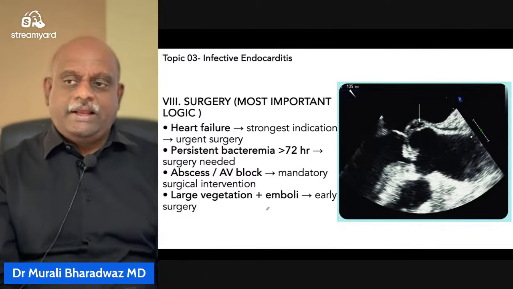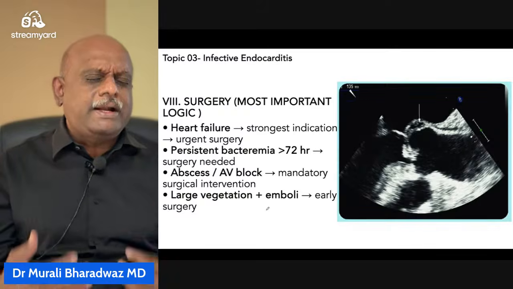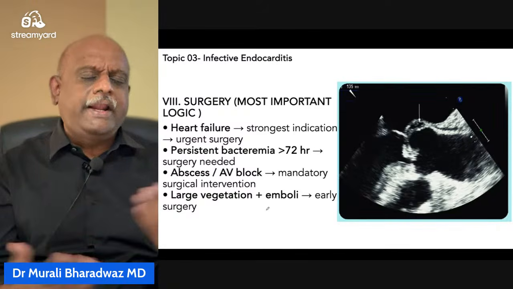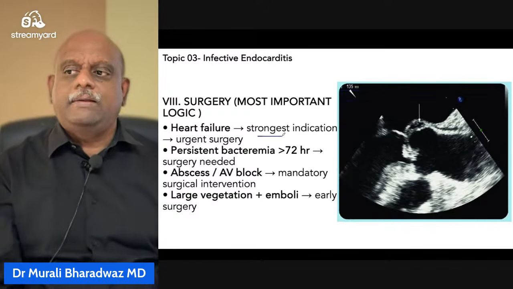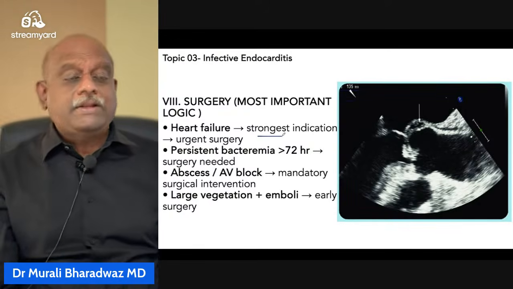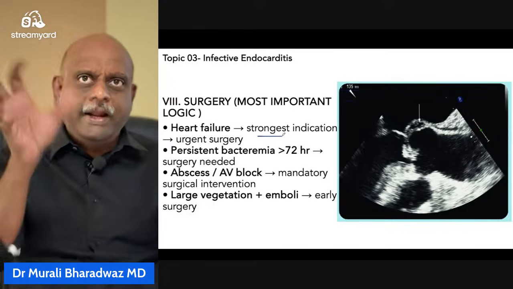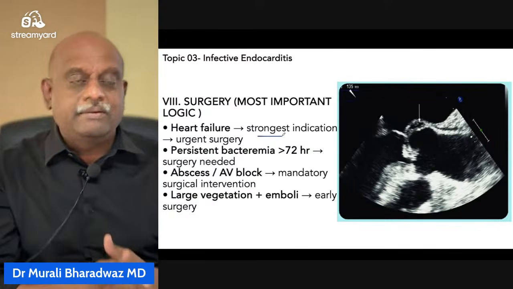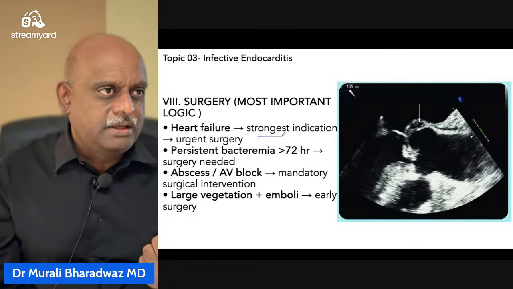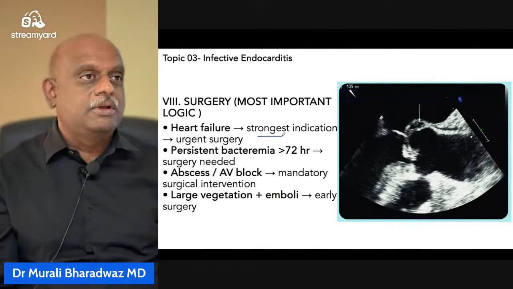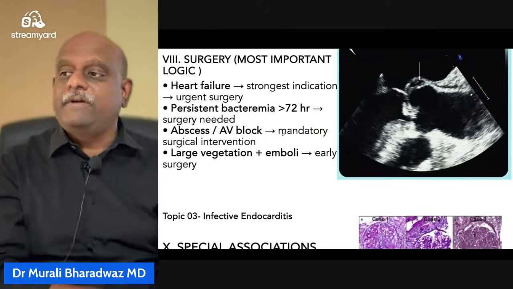When will you do surgery? Whenever infective endocarditis leads to regurgitant lesions of the valves and that is leading to heart failure, time to do the surgery. Any bacteremia persisting more than 72 hours, surgery. If there is any abscess leading to AV block, surgery. Any large fungal vegetation, embolization, you need to do surgery. Not just the medical therapy in infective endocarditis.